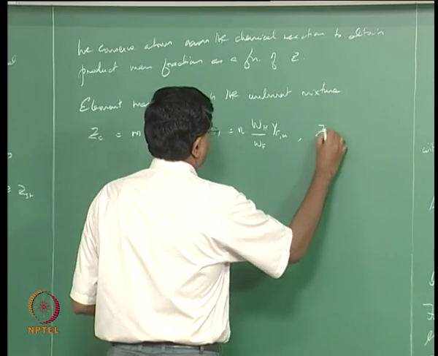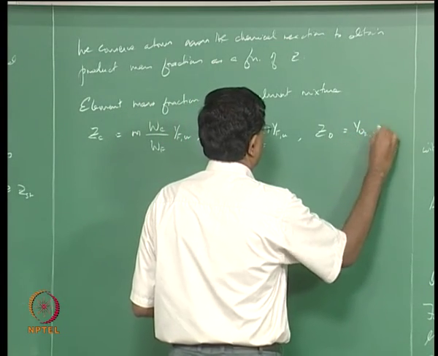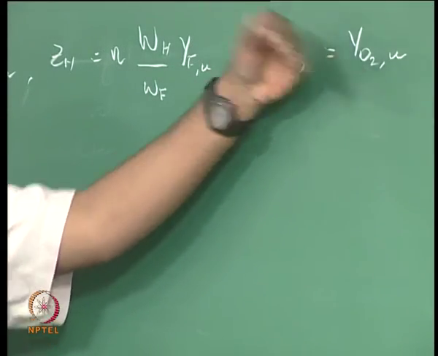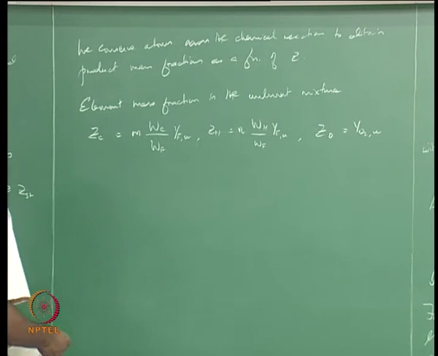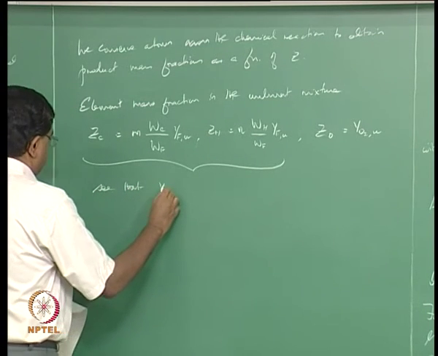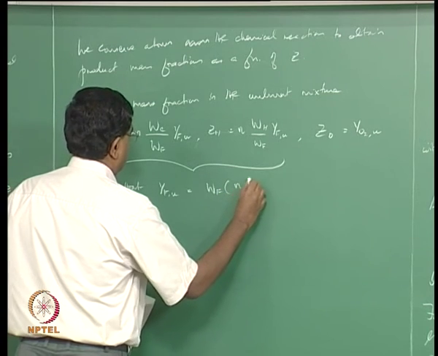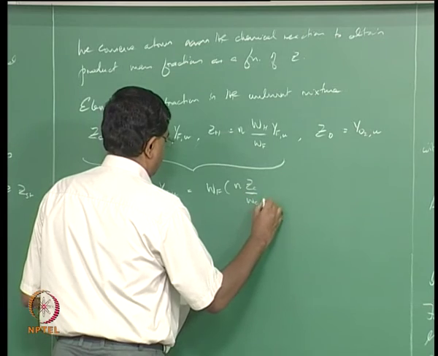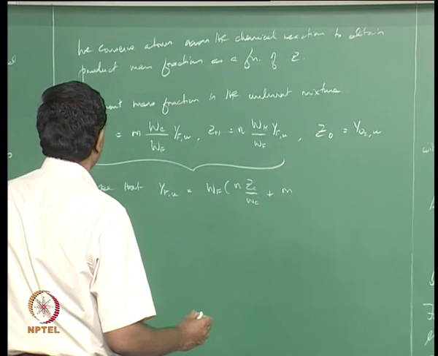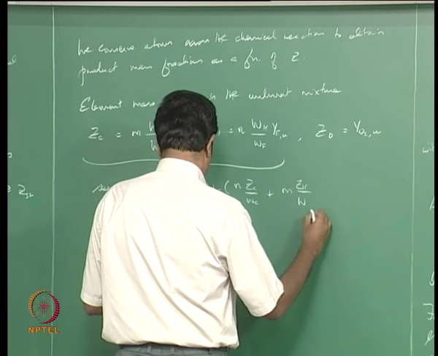For the oxygen it is mainly coming from the oxidizer stream, so we might as well just write ZO equal to YO2U. Whatever is the mass fraction of the oxygen in the oxidizer stream unburnt is the ZO. Of course from here we should now be able to also write that YFU is equal to WF times n ZOT C divided by WC plus m, ZH by WH.